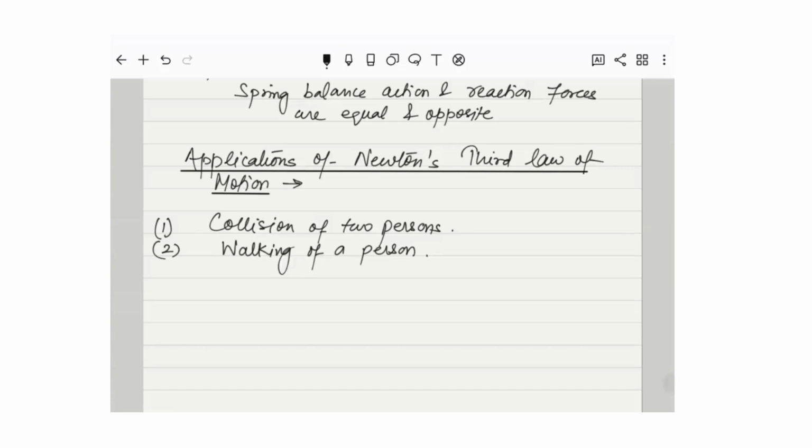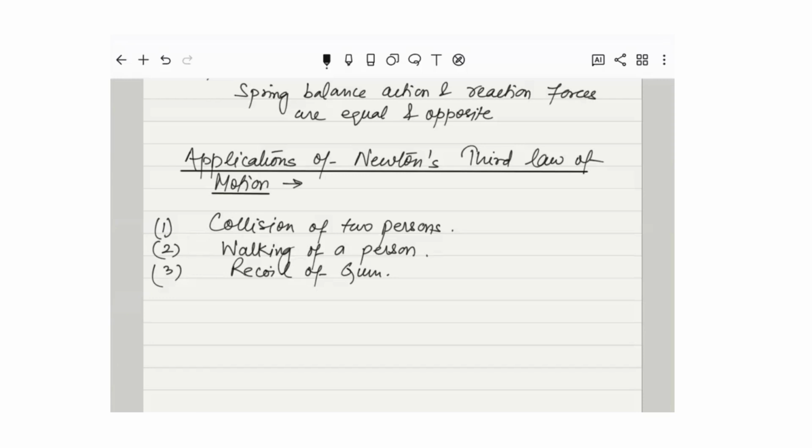Okay, similarly, the third application is recoil of a gun. Recoil of a gun. Have you seen somebody using a gun, right? So when a bullet is fired from the gun, then what happens? There is a jerk which that person feels in the hand, right? So why is it so? Because the bullet also pushes the gun in the opposite direction with an equal magnitude of force.